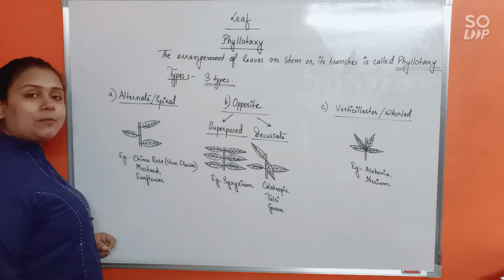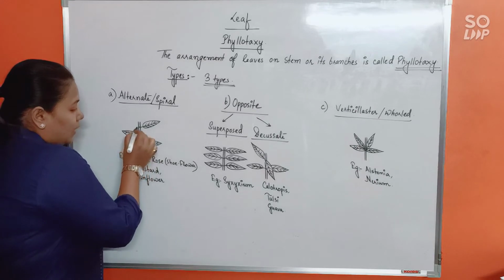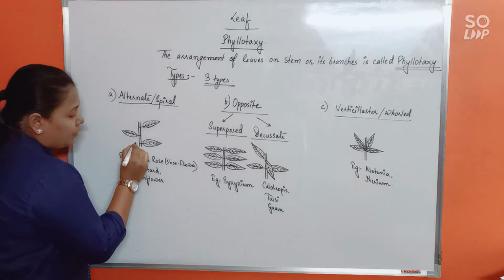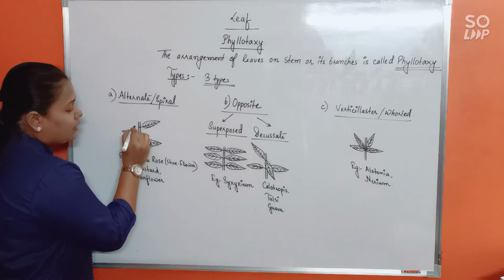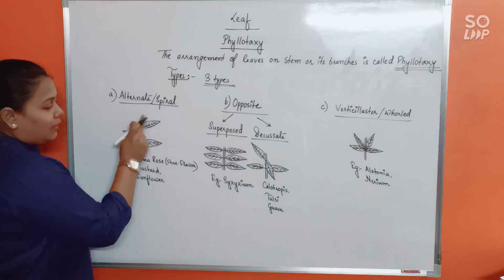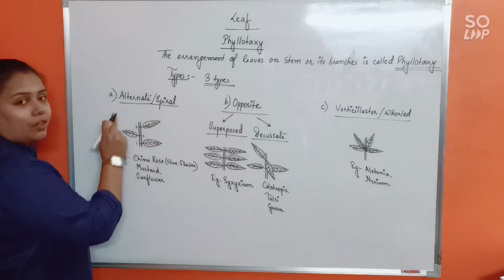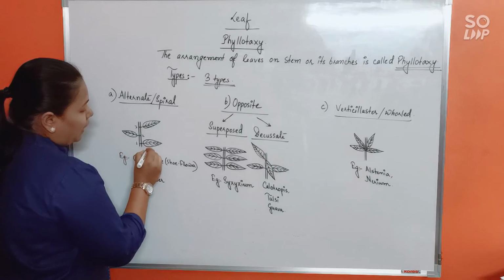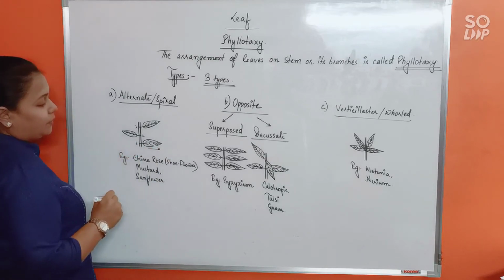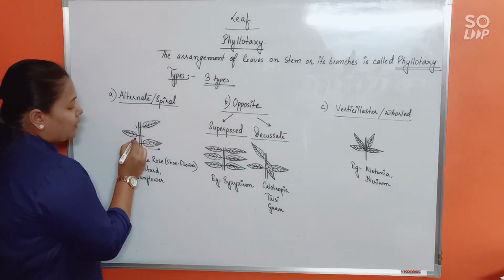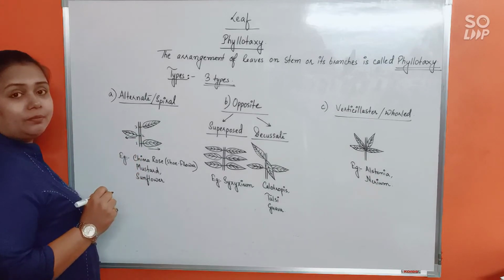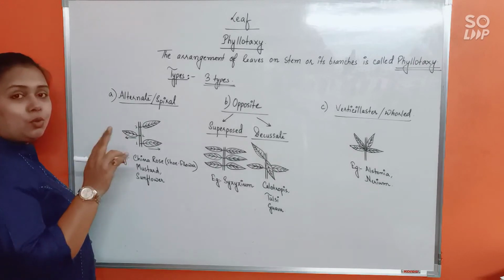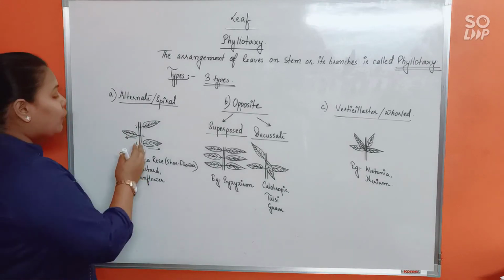See, in alternate or spiral phyllotaxy, this being the stem with nodes, suppose this is the first node, this is the second, this is the third, right? So look at the pattern, how the leaves are arising. From the first node, if the leaf is arising in this direction, from the second node, the leaf is arising in the opposite direction, right? That means the leaves arising from two adjacent nodes are going to be in opposite directions.